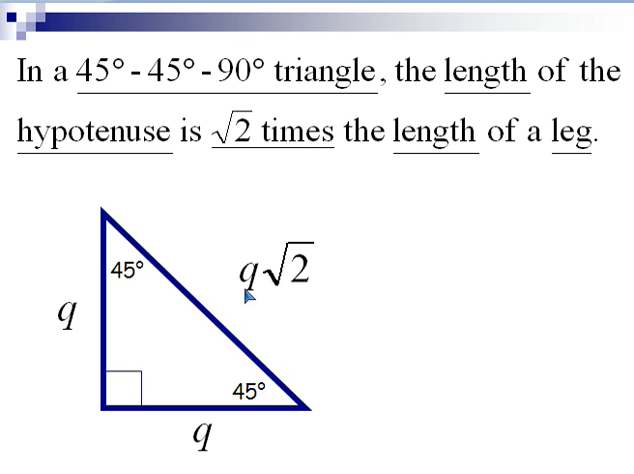But the thing about it is the hypotenuse is always the length of the legs times the square root of 2. Okay, so these ratios between the hypotenuse and the legs are always the same.